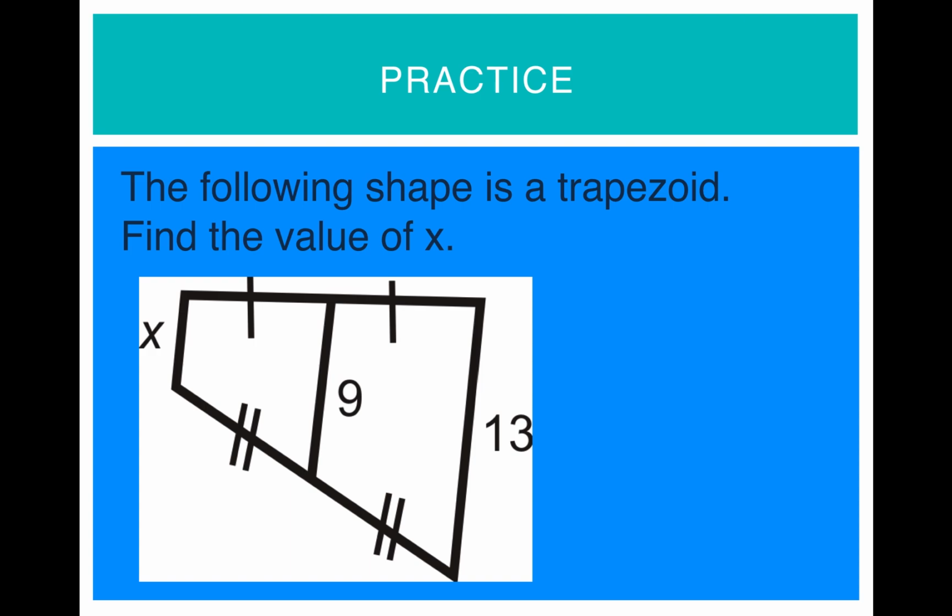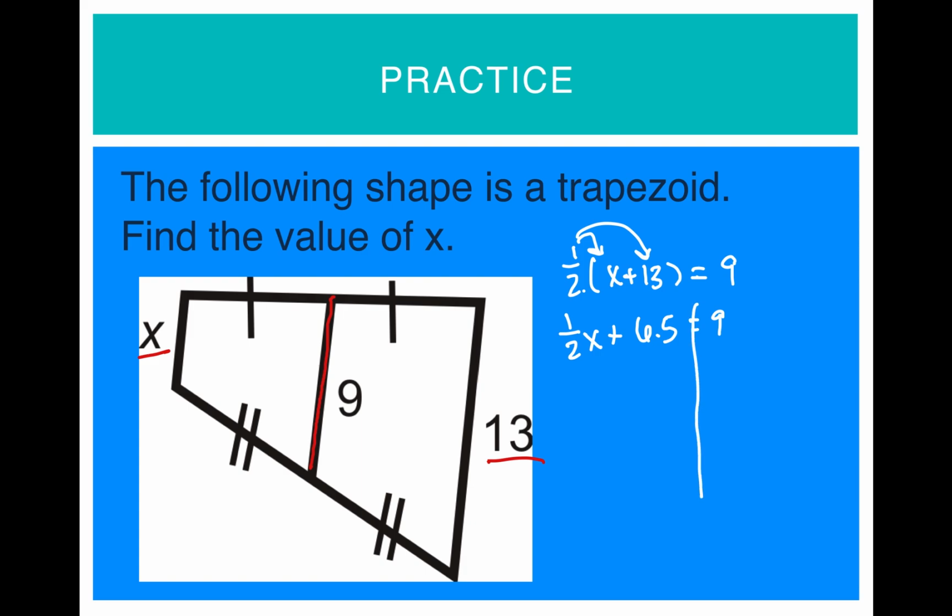We see that we have a mid-segment labeled 9. We have two bases, one that has a length of x, and another that has a length of 13. Again, we're going to use that mid-segment formula to solve. So we know that 1/2 times x plus 13 has to equal 9, the length of our mid-segment. First distribute, we get 1/2 x plus, well, 1/2 times 13, that's 6.5. That should be 9. I'm going to solve for x, so I'm going to subtract 6.5 first.